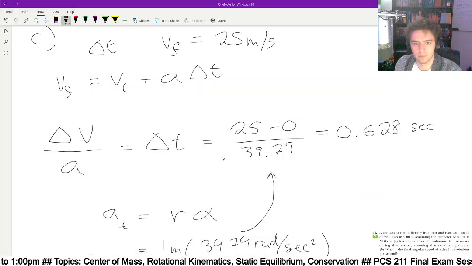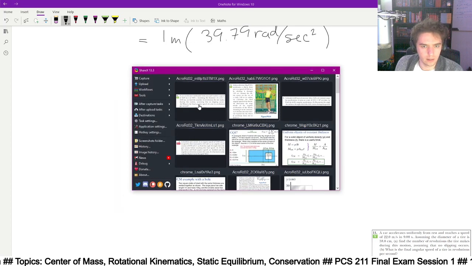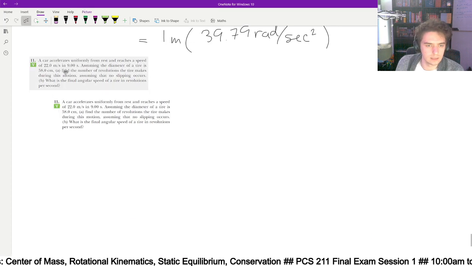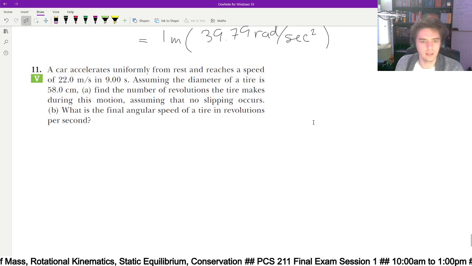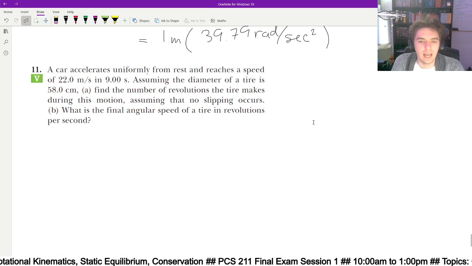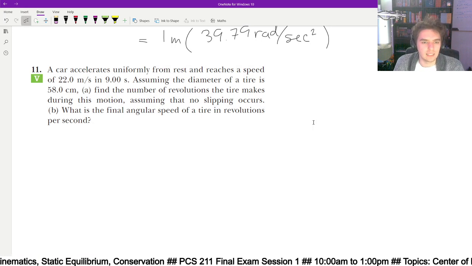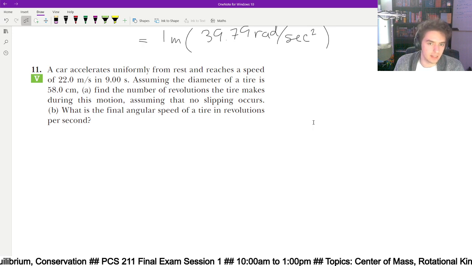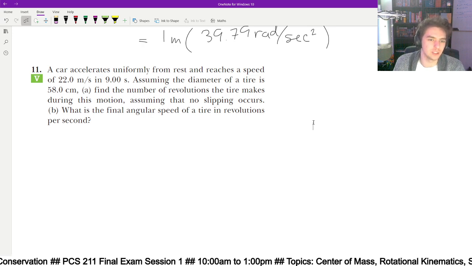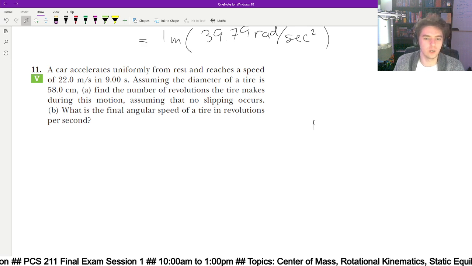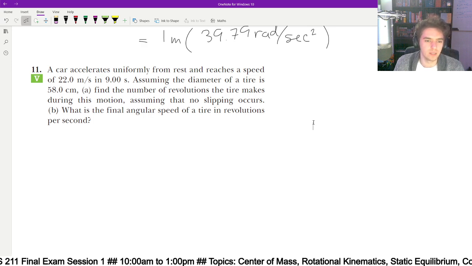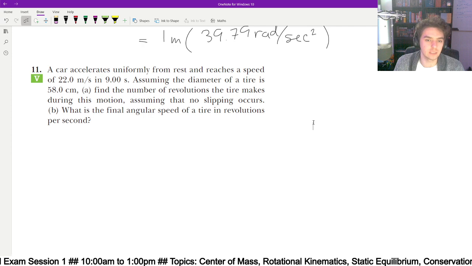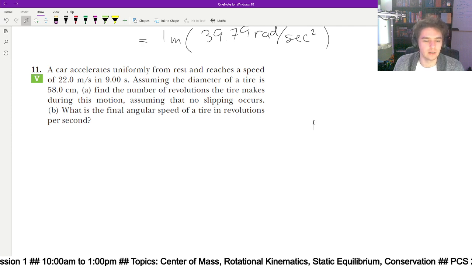Here you go. So number 11 is: a car accelerates uniformly from rest and reaches a speed of that in that many seconds. Assume the diameter of a tire is that. Find the number of revolutions the tire makes during this motion, assuming that no slipping occurs. Oh, okay. What is the final angular speed of the tire in revolutions per second?